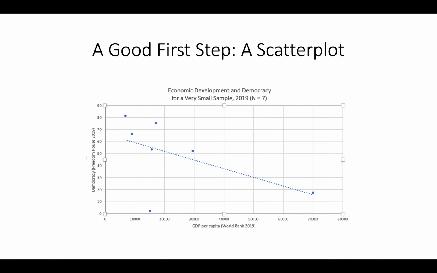I will lay out the steps using tables, but first I want us to look at a scatter plot of the data. The x or horizontal axis is GDP per capita, and the y or vertical axis is democracy. We can see that the linear trend line is sloping downward from the top left corner of the scatter plot to the bottom right corner. This is visual evidence of a negative relationship. Higher levels of GDP per capita are associated with lower levels of democracy.